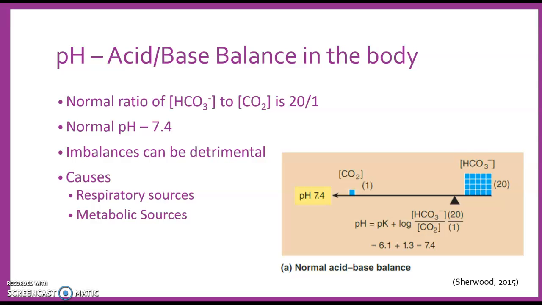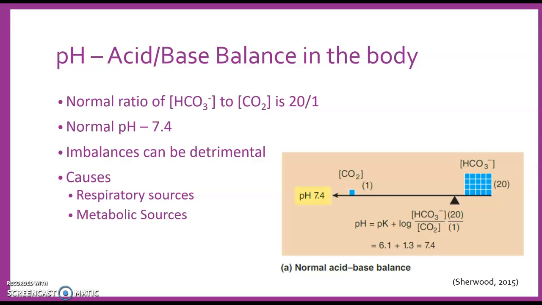So let's start with what it looks like in a balanced state, or in a healthy situation, where our pH, which is our acid-base balance, is able to be at a normal range, with a normal ratio of bicarbonate to carbon dioxide in the body of about 20:1, which gives us a normal pH value of roughly 7.4 on average.